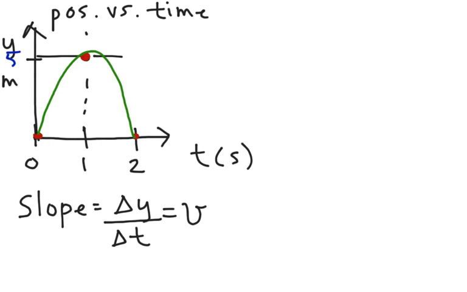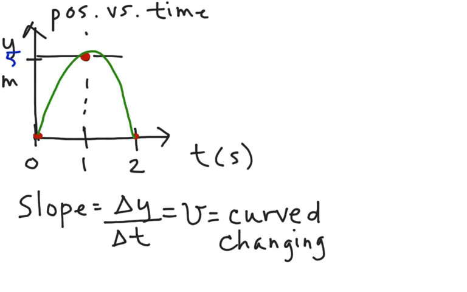Now, this graph is curved. So when you have a curved graph, that means your velocity is changing. And when your velocity is changing, this is a way of saying that there is an acceleration happening. And the question is, what type of acceleration is happening?